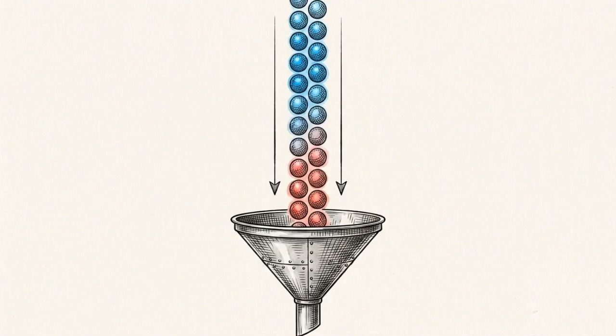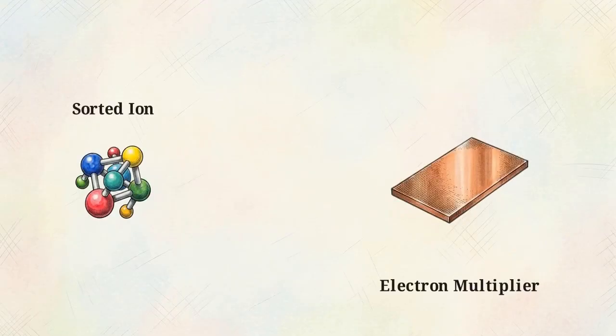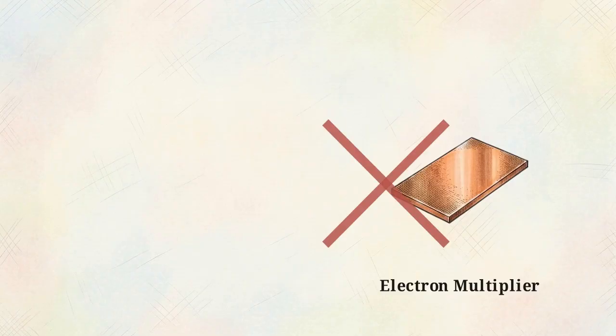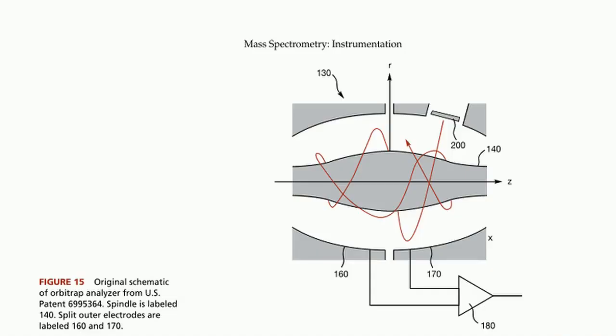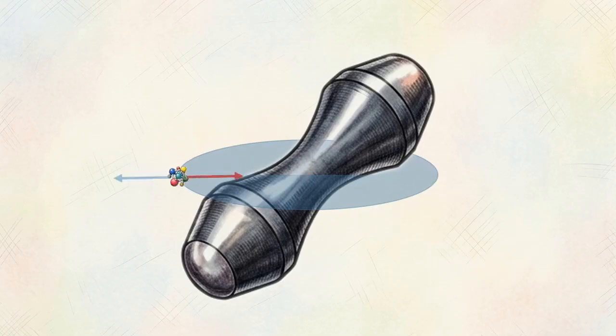All of the analyzers we have covered share one major limitation. To record the signal, they require physically crashing the sorted ions into an electron multiplier transducer. The measurement destroys the sample. The Orbitrap operates on a purely electrostatic structure. It traps ions between a roughly cylindrical split outer electrode and a solid central spindle. The ions are attracted to the central spindle. To avoid crashing into it, their inward attraction must be perfectly balanced by the centrifugal force of their orbit around the spindle.